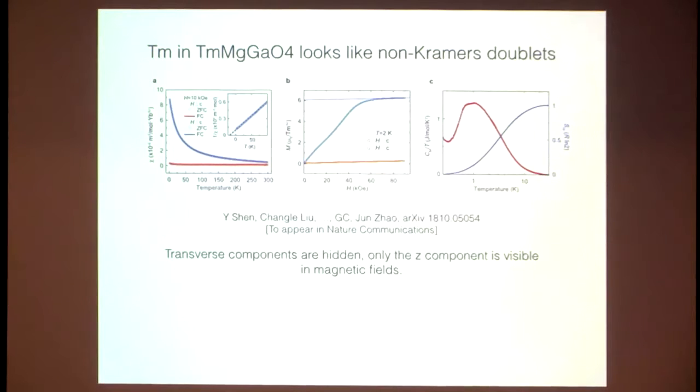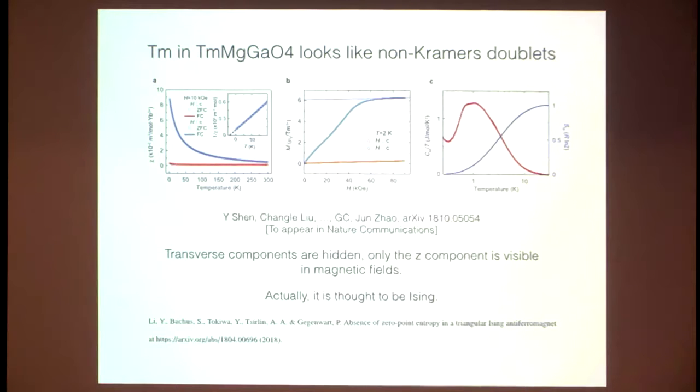But this magnetization measurement suggests the transverse component, the component in the triangular plane, is completely hidden. So these variables are hidden. Only the z direction, or the direction normal to the triangular plane, is visible in this system. So it is thought, by other people, this material may be just a simple triangular Ising model, with Ising spin degrees of freedom. So that seems to be the case from simple thermodynamic measurement, but it's probably not the case.